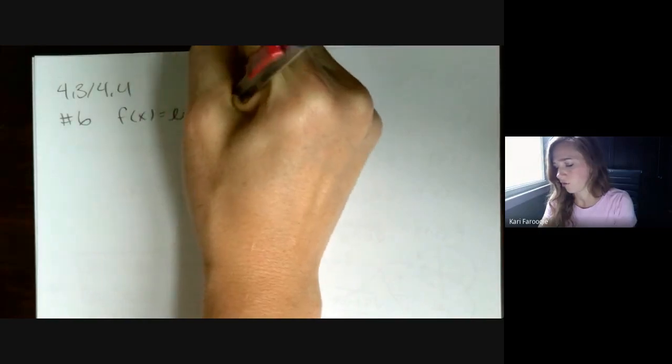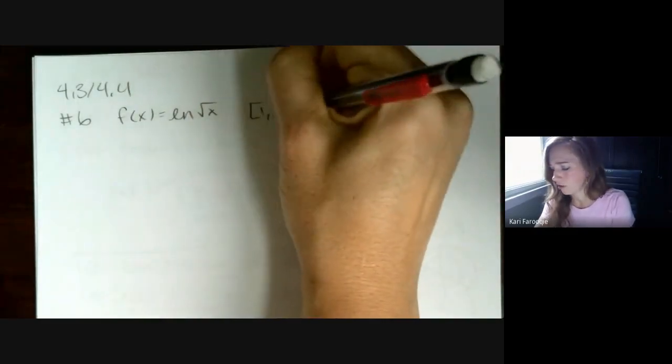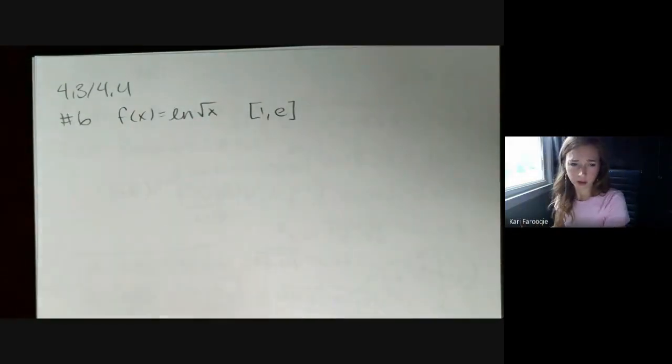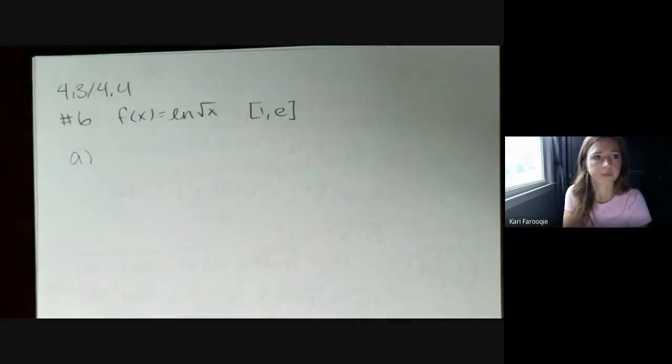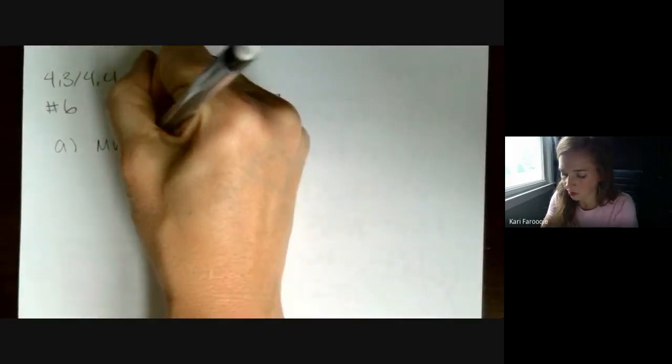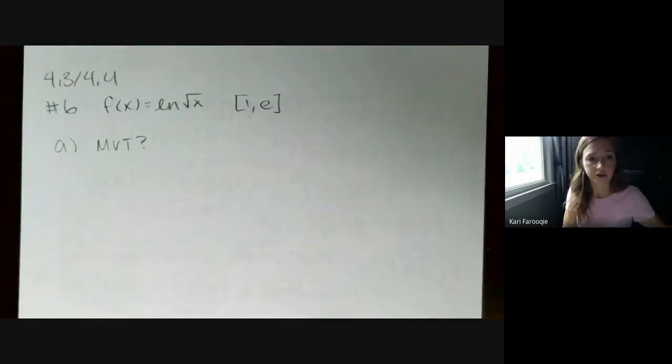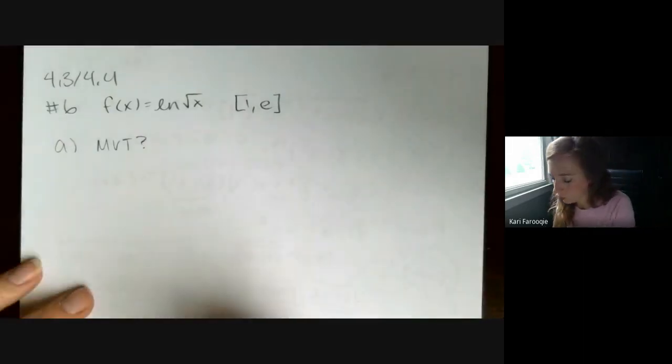It was f of x equals the natural log of the square root of x on the interval from 1 to e, and it was a three-parter. A, verify the function satisfies the conditions of the mean value theorem. Here we go. So we're looking first to verify these conditions. For the mean value theorem, we're mostly just looking for this to be continuous and differentiable on the interval.